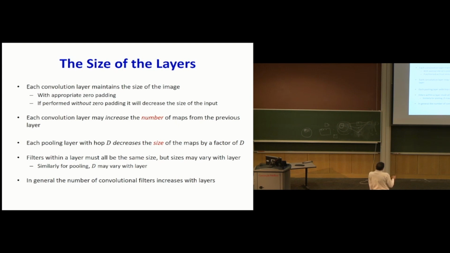So each convolution layer maintains the size of the image if you have zero padding; without it, it will shrink. Each convolution layer may increase the number of maps from the previous layer, because the number of maps depends on the number of filters. So even if the previous layer had only 3 planes, I can run 100 filters on it, and in the next layer I'm going to have 100 planes, right? Each pooling layer with hop D is going to decrease the size of the maps by a factor D. And filters within a layer must all be the same size, but sizes may vary with layer, and so also these strides. In general, in your designs, the number of convolutional filters is going to increase with the layer.